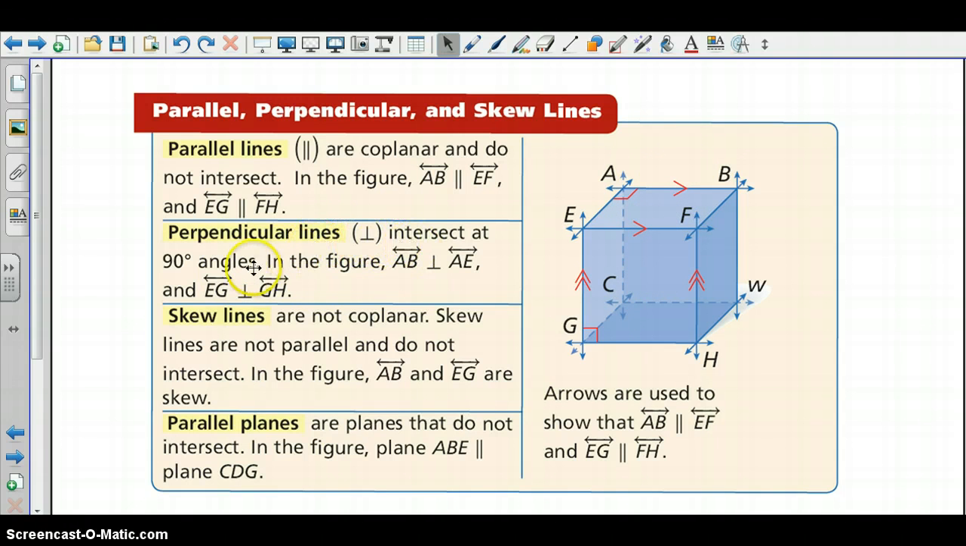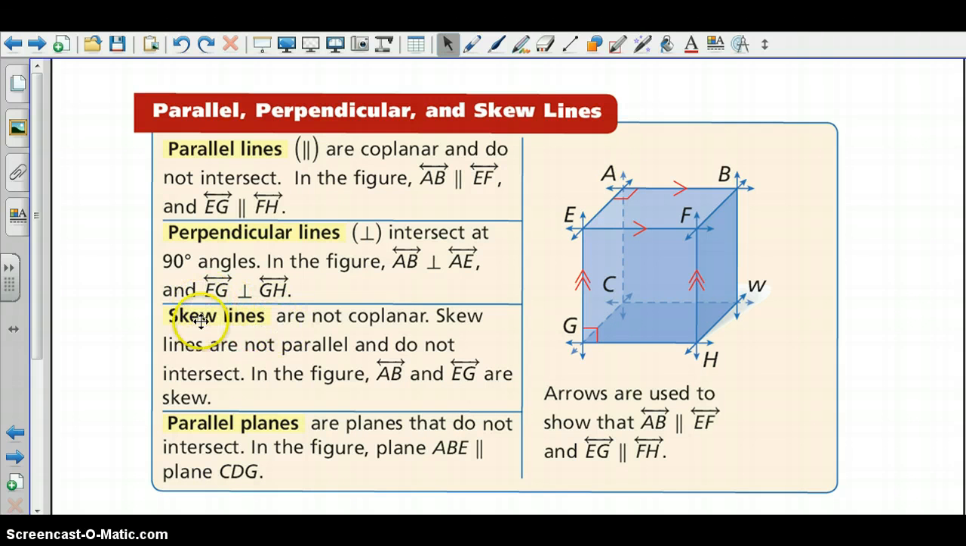Perpendicular lines intersect at 90-degree angles, and we use this symbol to label them as perpendicular, a little upside down capital T. In the diagram, we mark them as right angles, and that shows that the lines are perpendicular. So AE and AB are perpendicular. EG and GH are also perpendicular, marked by these right angle symbols.